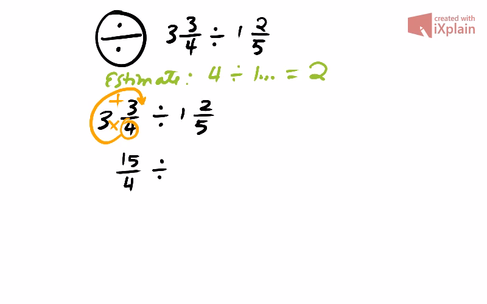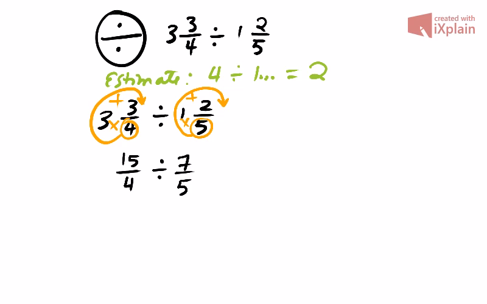Do exactly the same to the 1 2/5. Multiply and add, going clockwise. So 5 1s are 5, plus 2, 7. So we have 7/5.